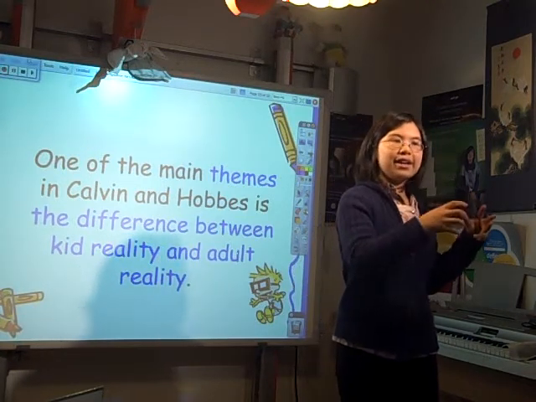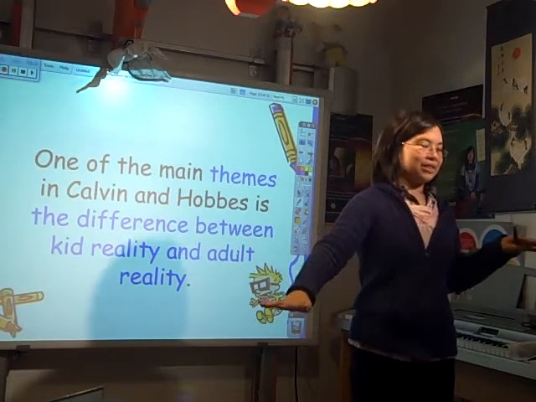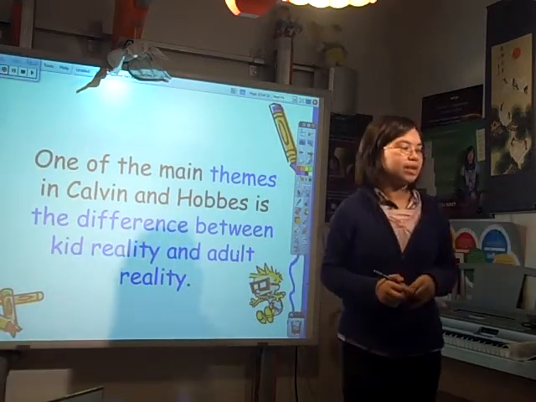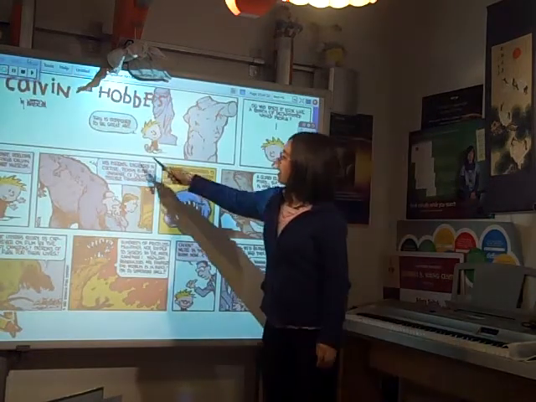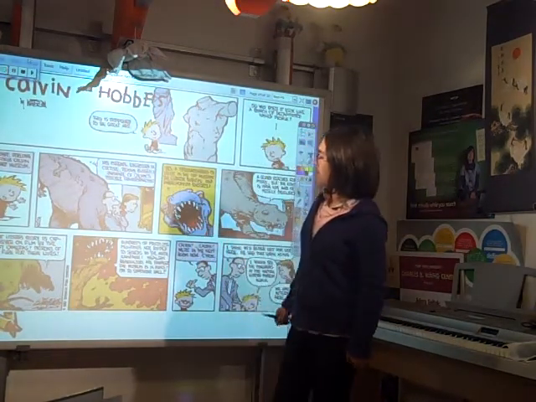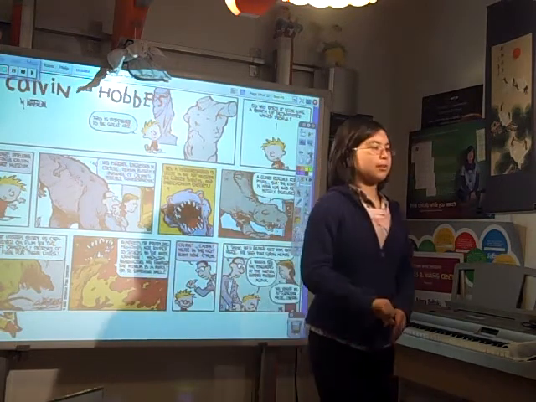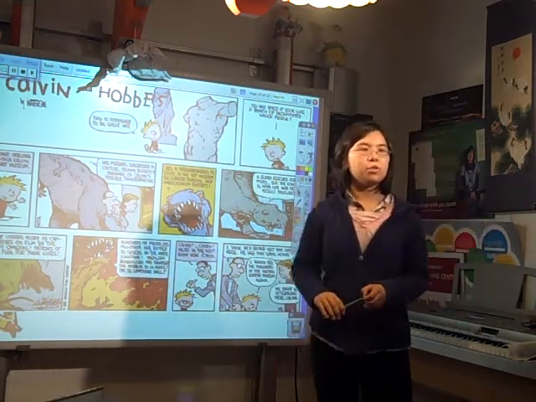So he has that definite disconnect with the world that adults see. He's in his own little world in his imagination. For instance, here is an example. Here's a comic strip. Calvin is walking in an art museum.